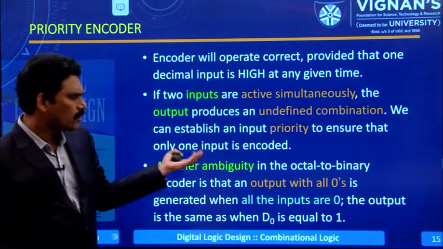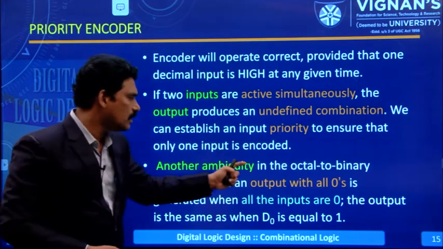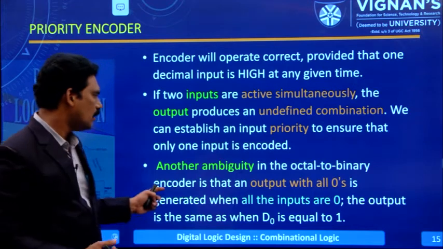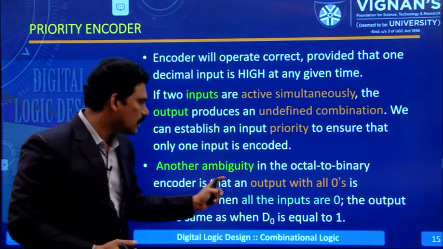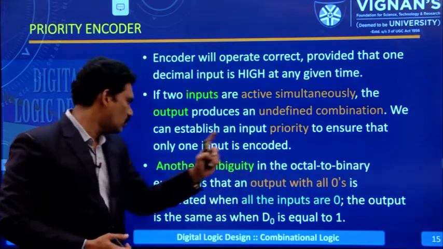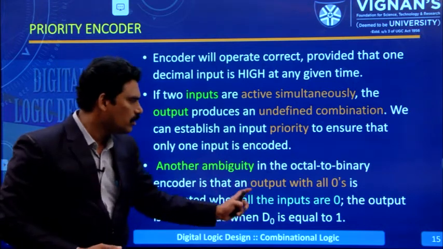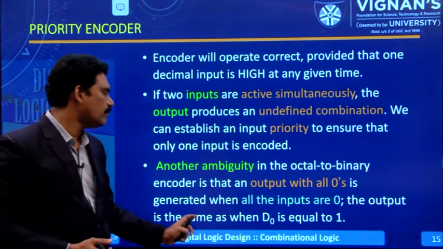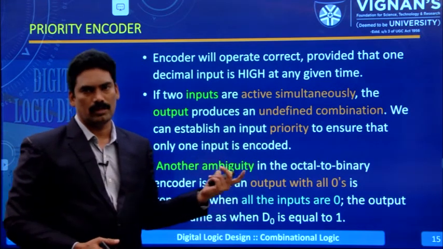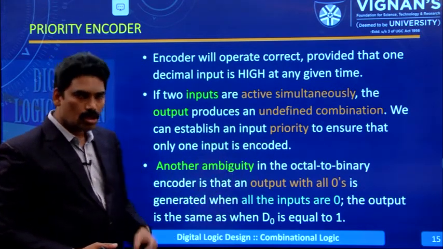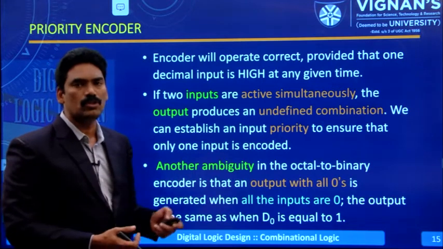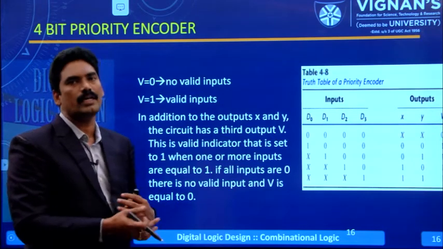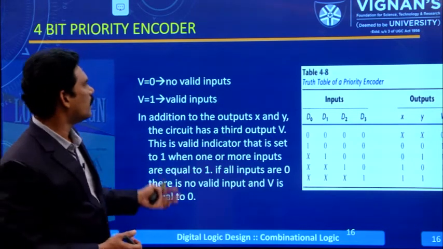Another ambiguity is also there, in the octal to binary encoder. When we are designing an octal to binary encoder, an output with all zeros is generated when all the inputs are 0, right? And the output is the same as when D0 is equal to 1. So, this is the problem. What are we going to do? We are going to design a priority encoder.